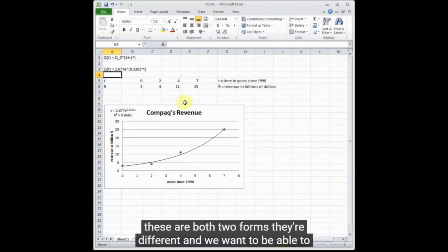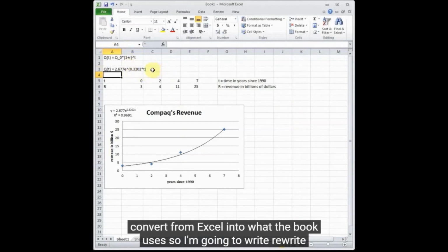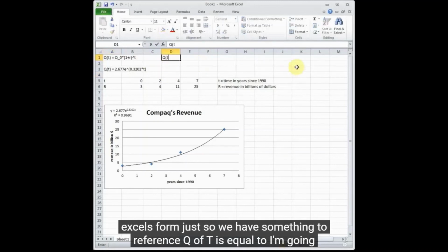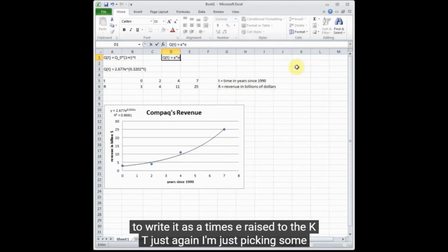So these are both two forms. They're different, and we want to be able to convert from Excel into what the book uses. So I'm going to rewrite Excel's form just so we have something to reference. Q of t is equal to, I'm going to write it as a times e raised to the k t.